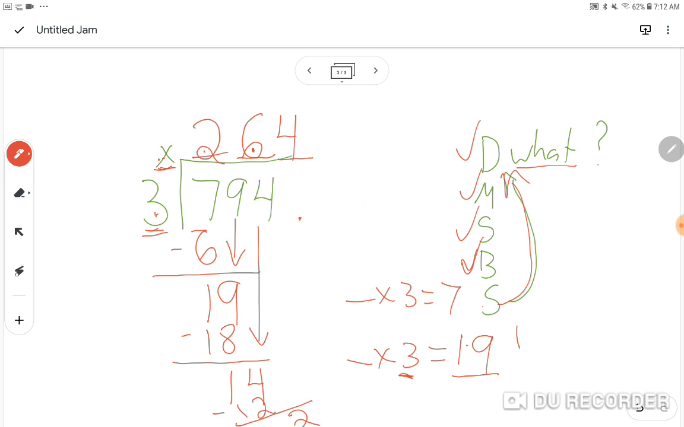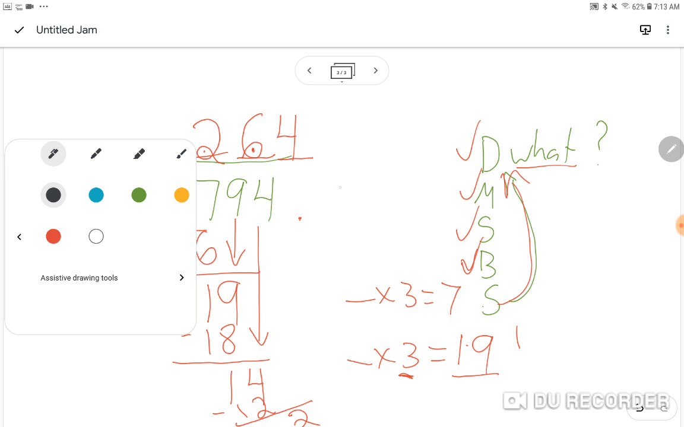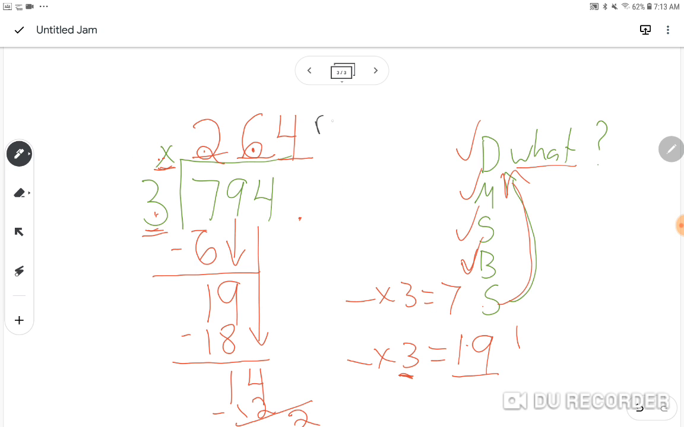Now, what I've been asking you guys to do, and I hope you did this on the problem you just did, and if not, do it for the next one. You need to write the remainder as a fraction. So it is 264 remainder 2, with a fraction of 2/3, because 3 is the divisor. All right, let's try another one.